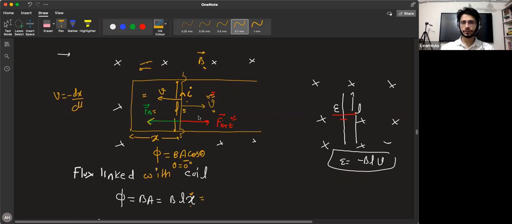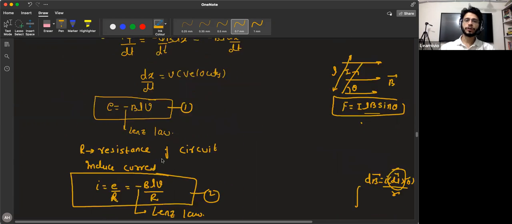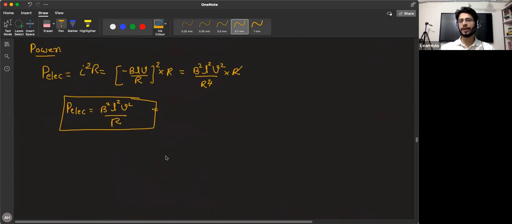The external force that we apply. Yeah, the external force we apply. The agency which is applying this external force will spend some energy, and that energy gets stored in the system in the form of electrical energy. So you can say that external power spent by the source, which is providing external force, will get stored in the system in the form of electrical energy. So we can calculate this, electrical power generated.